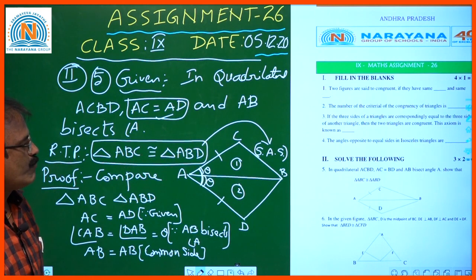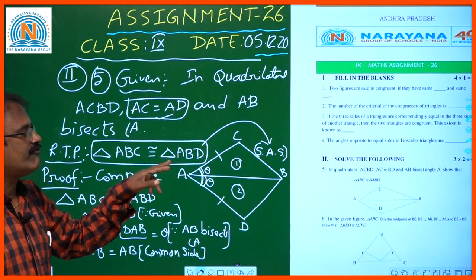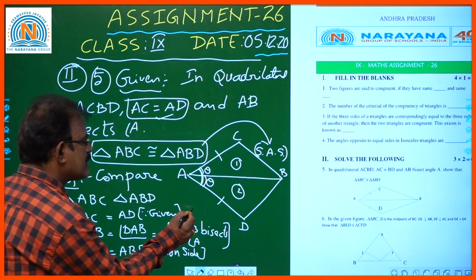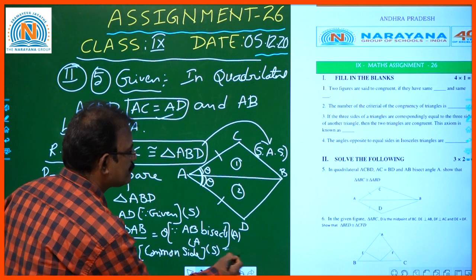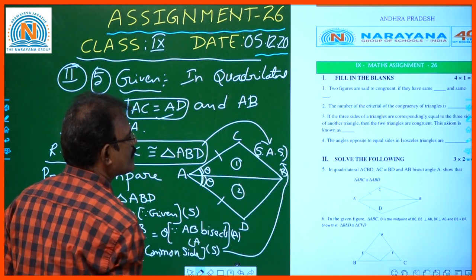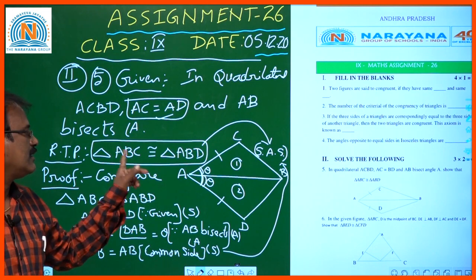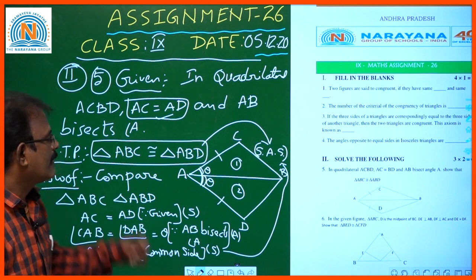Okay, children. Triangle ABC is congruent to triangle ABD because of which axiom, children? 2 sides and 1 angle, based on side, angle, side. On comparing, these 2 triangles are congruent to each other, children. Okay, so our next question.